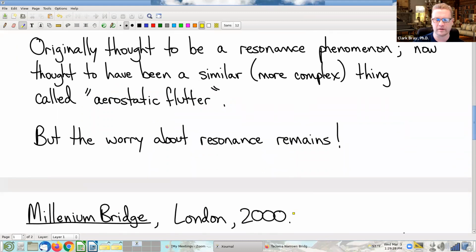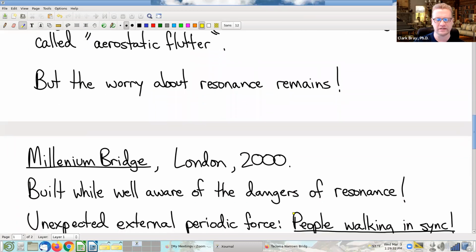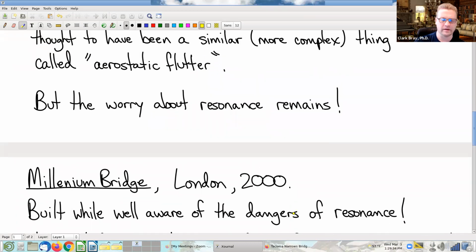So I want to talk about a case where resonance actually was the problem. And this is the Millennium Bridge. This is an actual example of a resonance problem in a bridge. This was in London, the year 2000, thus the name Millennium. And on opening day of the bridge, they had to evacuate the bridge for worries that it might collapse.